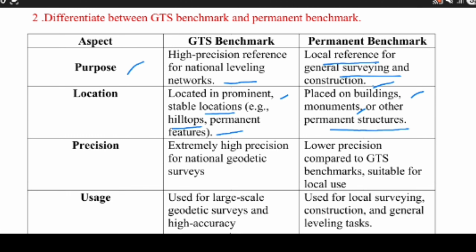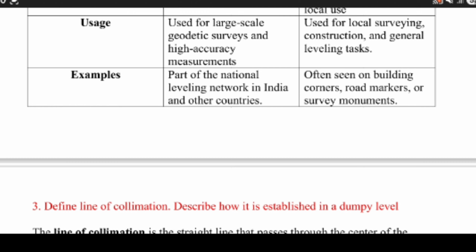Precision: the GTS benchmark is extremely high precision, from the national geodetic survey. The permanent benchmark is of lower precision compared to GTS, and it is suitable for local users. Usage: the GTS benchmark can be used for large areas, geodetic survey and high accuracy. The permanent benchmark is used for local surveying, construction and generally for leveling tasks. One more point is an example. The GTS benchmark is part of the national leveling network of India and other countries. The permanent benchmark is often seen on buildings, corners, road markers and survey monuments.